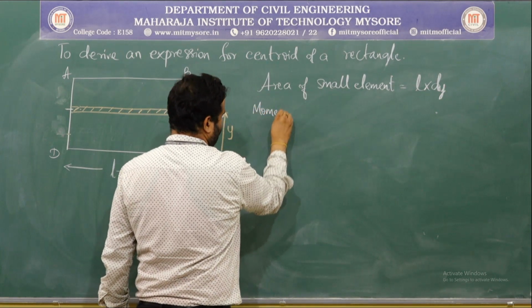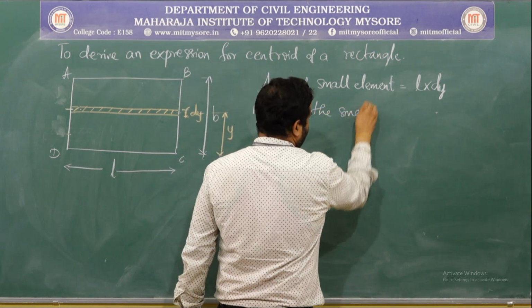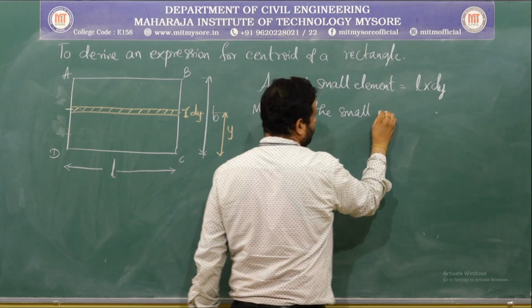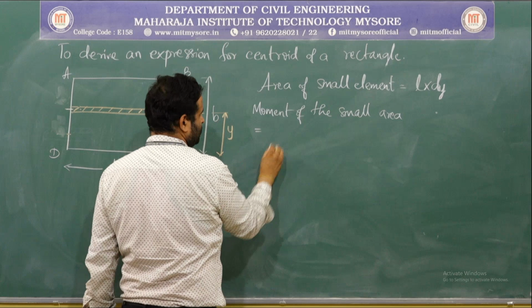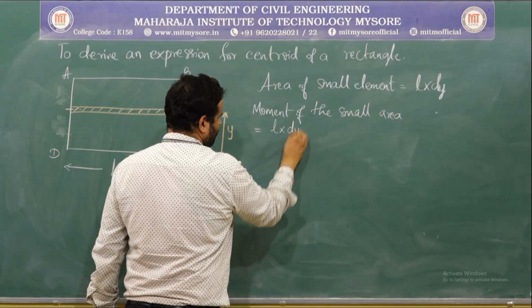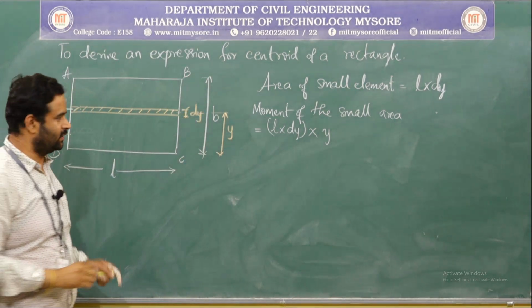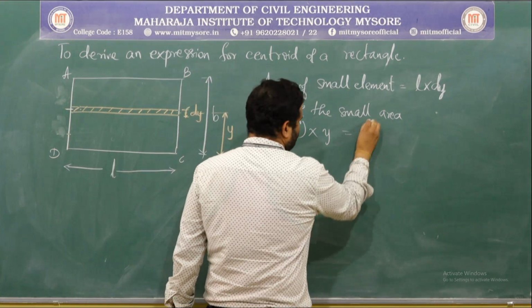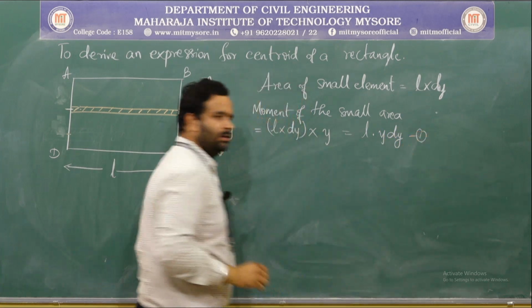Now if I write the moment of the smaller area or small elemental area, we can write it as L into dy into its centroid distance y as shown in figure. So this will be nothing but L into y dy, equation number 1.